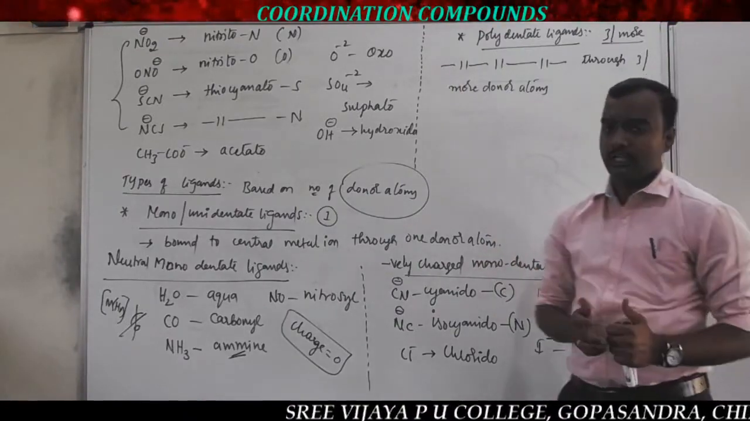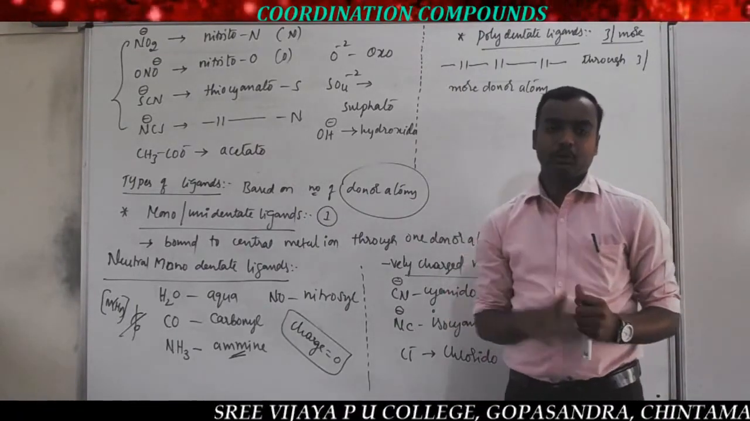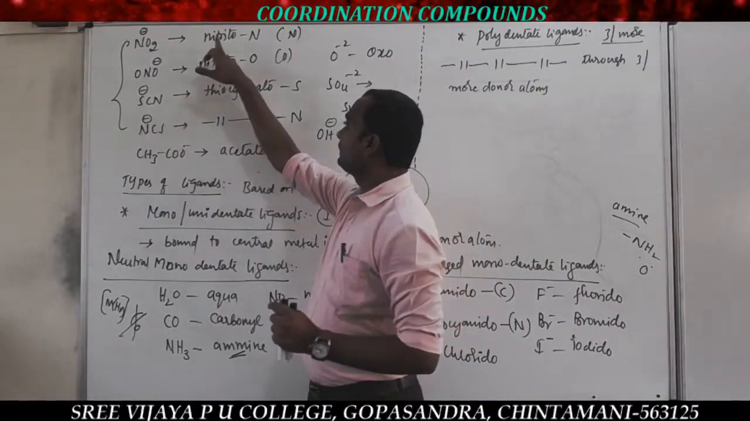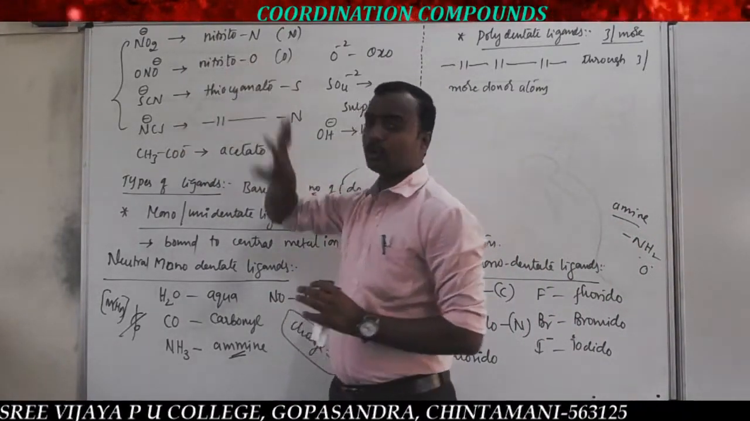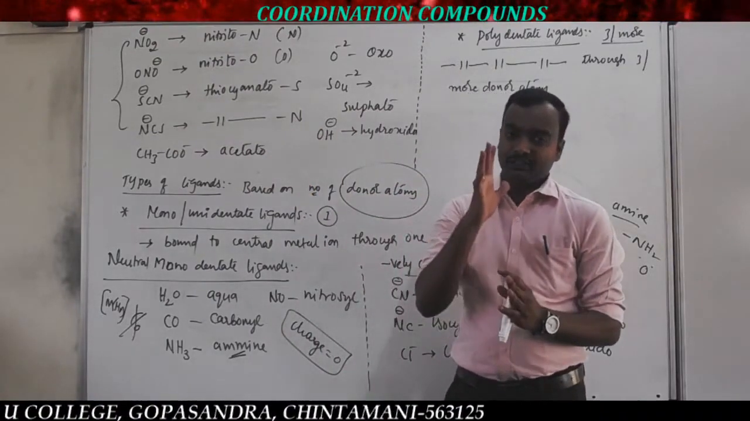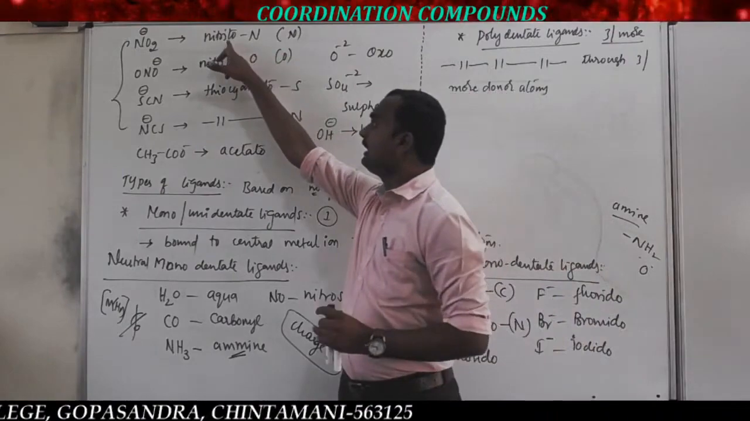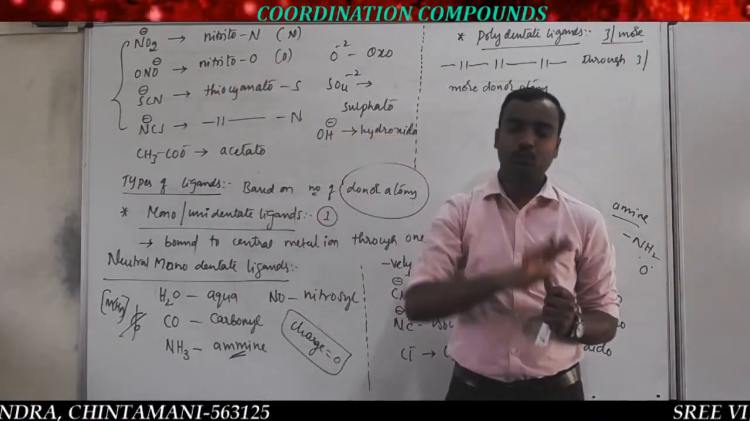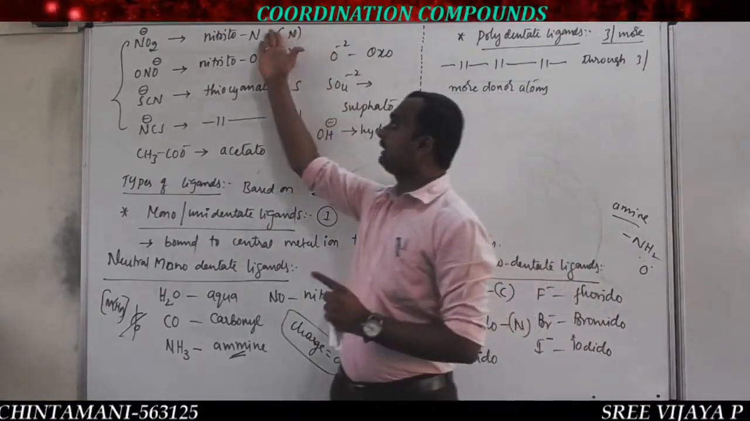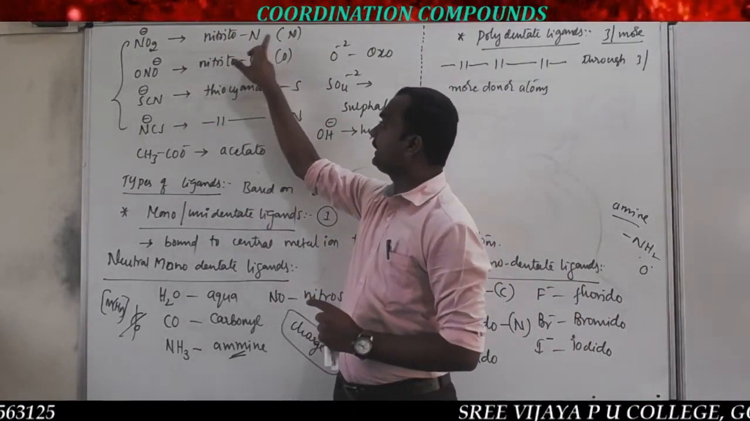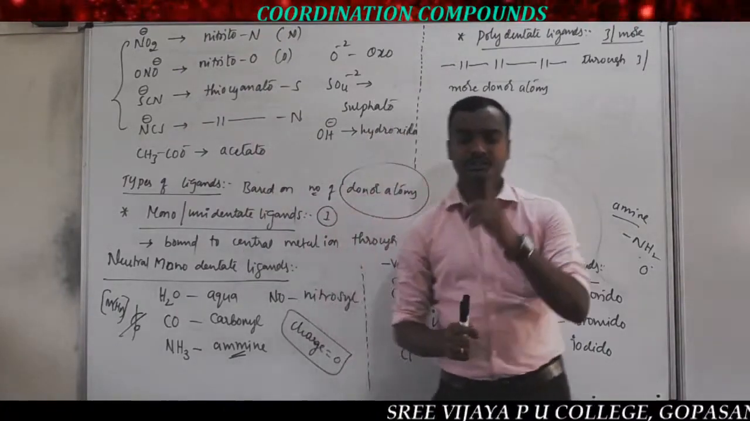In the next class, I'm going to explain the bidentate and polydentate ligands. And one more thing: in some books in the study material, instead of nitrito-N and nitrito-O, they give N-nitrito and O-nitrito. As per your NCERT, follow nitrito-N and nitrito-O. Don't write it the other way. Correct it in your study material as nitrito-N and nitrito-O.